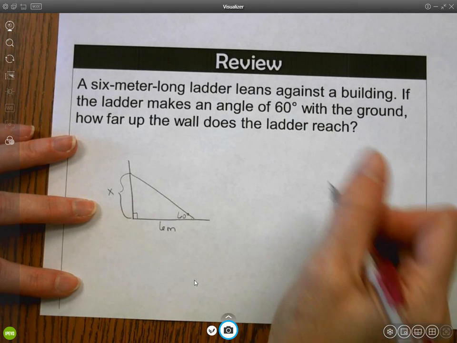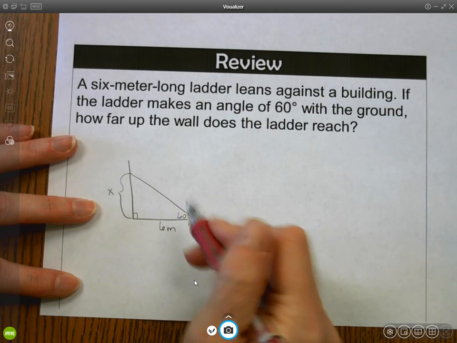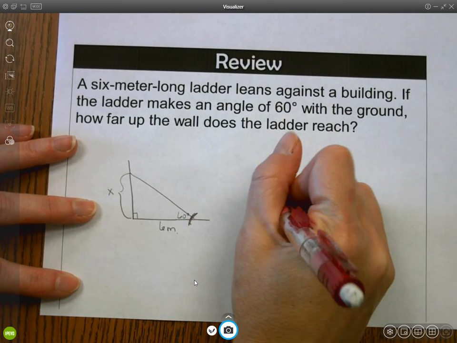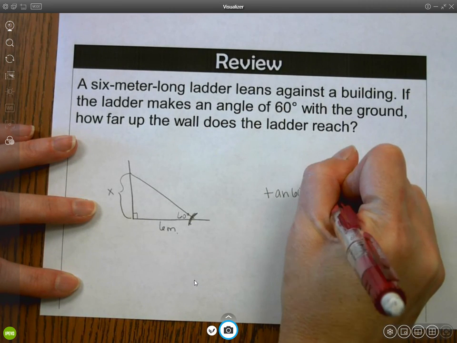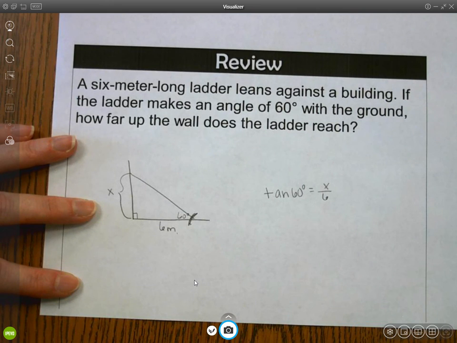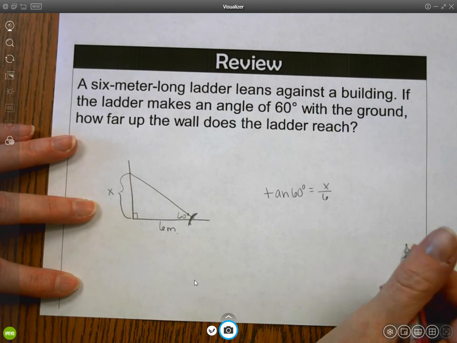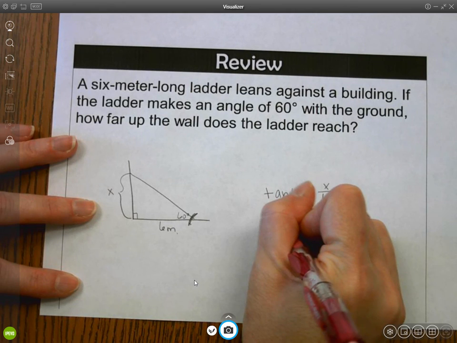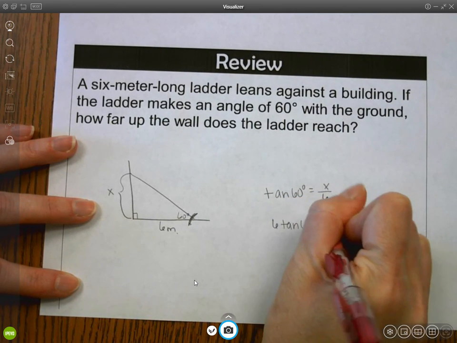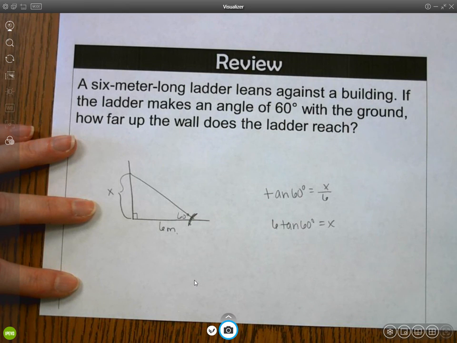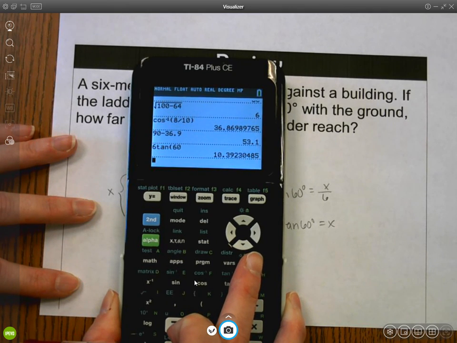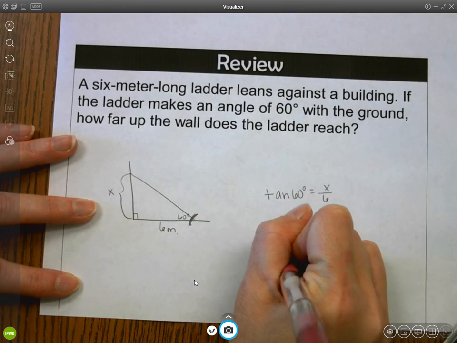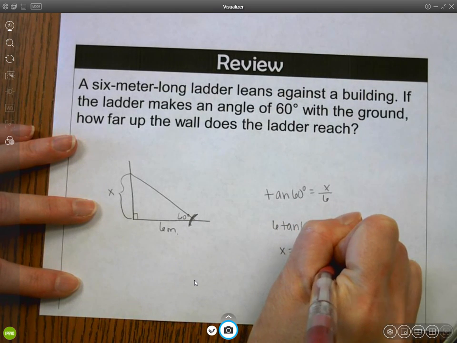All right, so from this angle, we know the adjacent and we're looking for the opposite. So opposite and adjacent is tangent, so we'll do tangent of 60 equals opposite over adjacent. All right, so to solve that, we're going to multiply. So 6 times tangent of 60 will be the height of the building. And when I type that in my calculator, I get 10.4. And we are in meters.